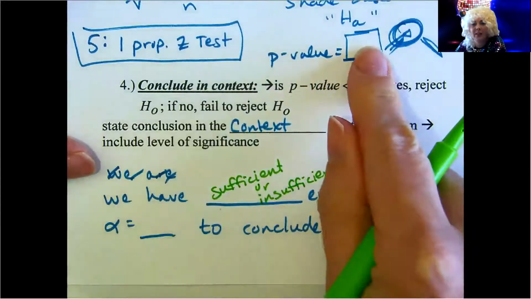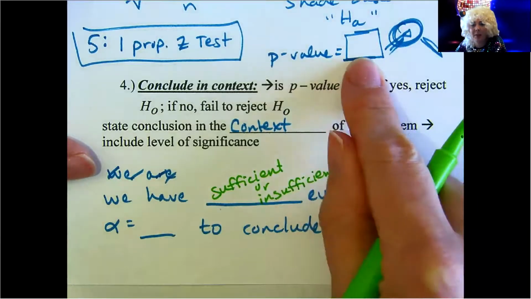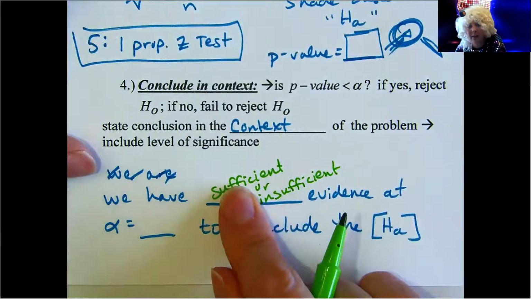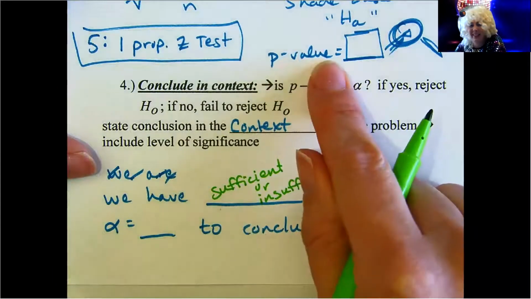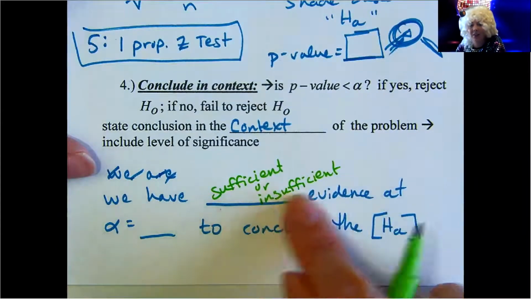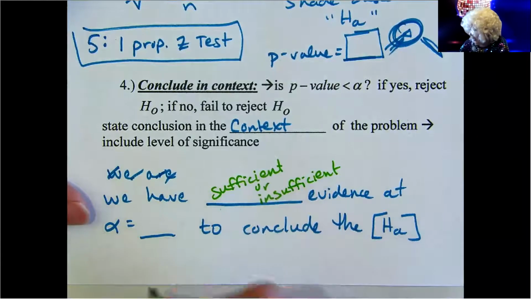So if your P is low, if that P value comes back really small, then hey, we found some evidence. That's rare, you beat the odds. If our P value comes back not very low at all, we don't have the evidence. We have insufficient evidence at alpha equals blank.